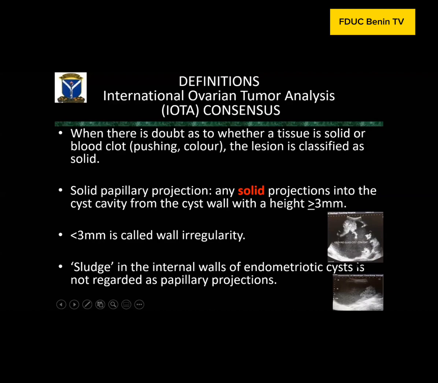Now, this is a case of endometrioma with the ground glass appearance. You can see something that looks like a papillary projection with a cauliflower appearance. This is not a solid tissue. This is slush, and it shouldn't be considered as solid tissue. If you are in doubt, apply color. This will not take up color.